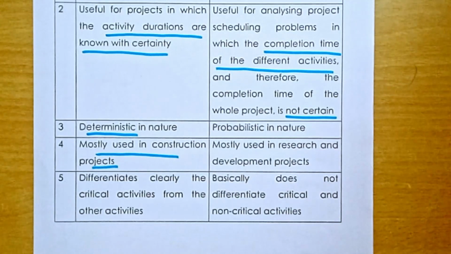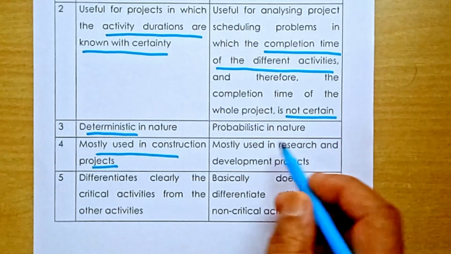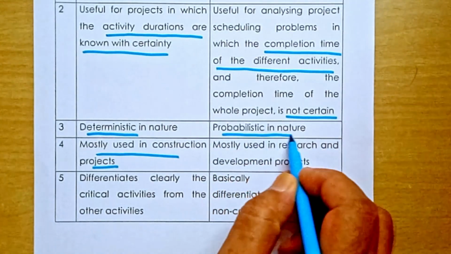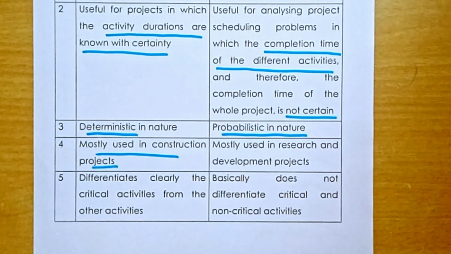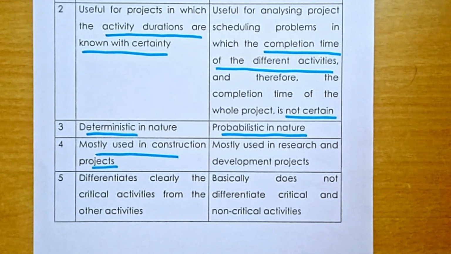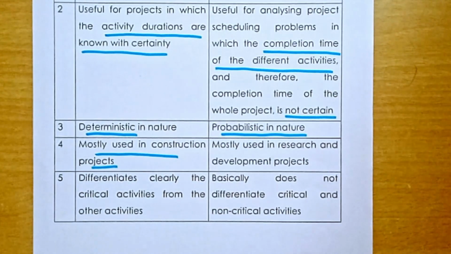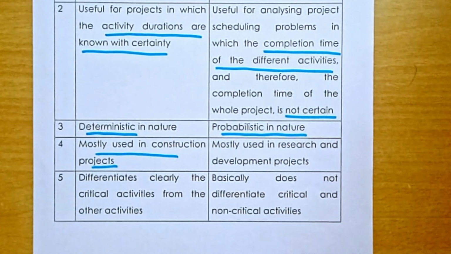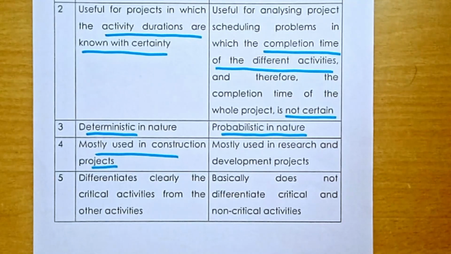And that is why this model is probabilistic, and this is actually probabilistic in nature. Why probabilistic? I repeat, because time duration of activities are not known with certainty. With certainty, you cannot predict the time duration of activities. That is why it is a probabilistic model. And of course, this model is not suitable for construction projects.